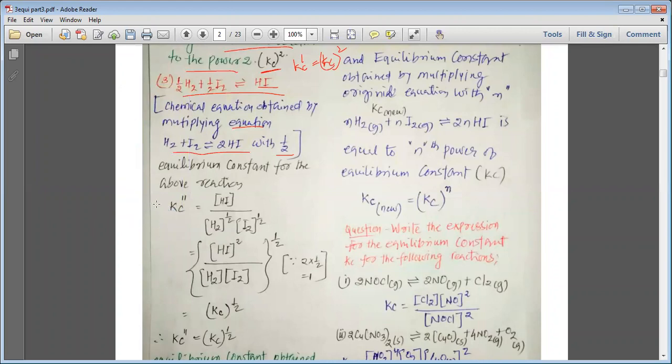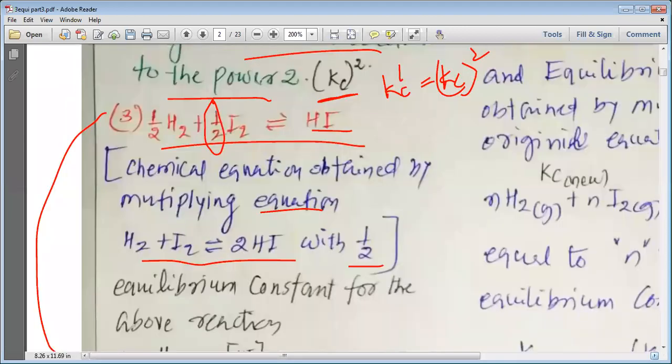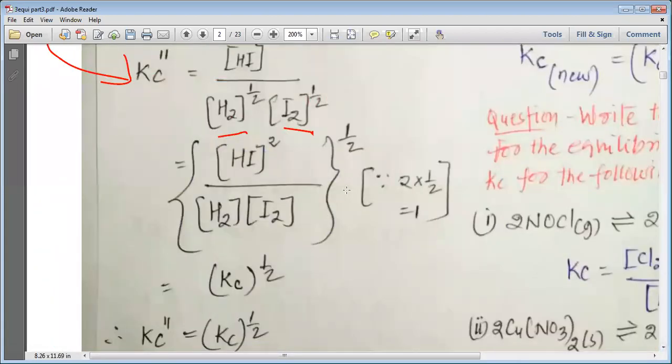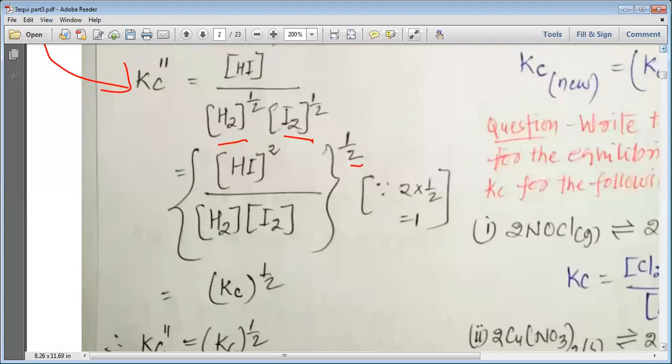From this, we can say that Kc dash is equal to the concentration of HI divided by the concentration of H2 to the power 1 by 2 and the concentration of I2 to the power 1 by 2. Now, let us understand it. When we have the power 1 by 2, we can take 1 by 2 out of the bracket as a whole power. So it is HI squared to the power 1 by 2, and the same way H2 to the power 1 by 2 and I2 to the power 1 by 2. But this is the value for our original Kc.